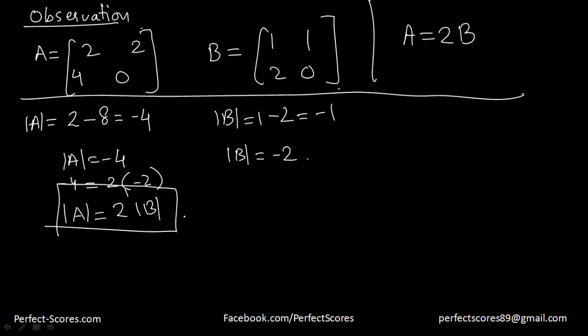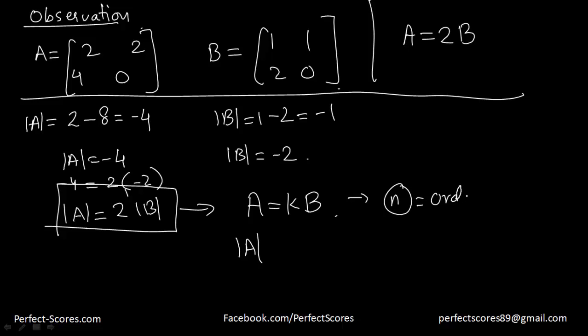Now from here, I actually want to generalize one thing: if matrix A is equal to K times matrix B, and they both are of order n, the order of this matrix is n. Okay, I've made a simple mistake here. This is 2 into 0, so it's going to be 0 here. So 0 minus 8 is negative 8, and this is negative 8. This is 2 raised to the power 2 into determinant B. Right? Sorry about that.